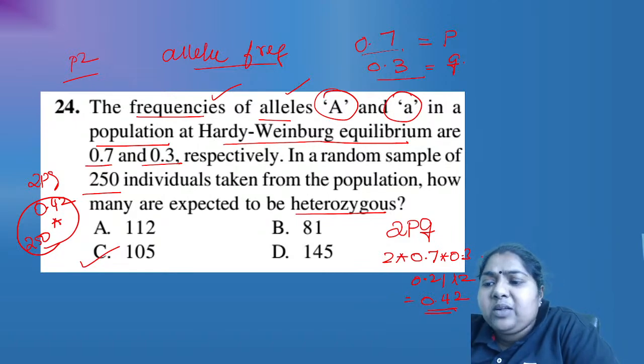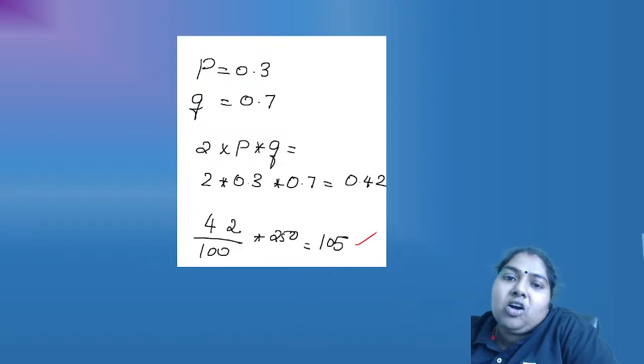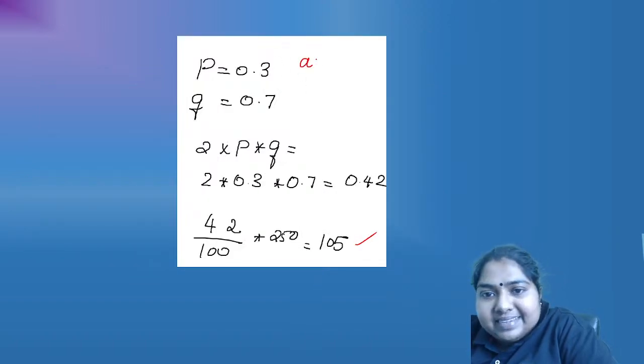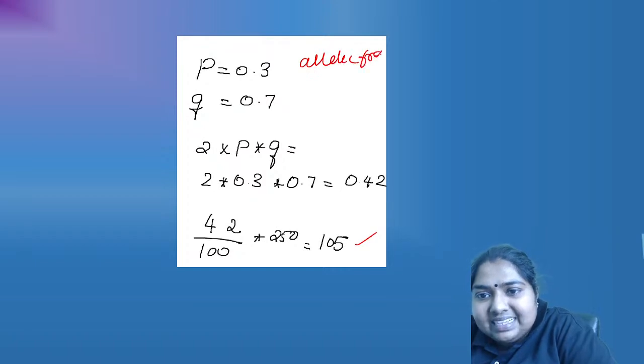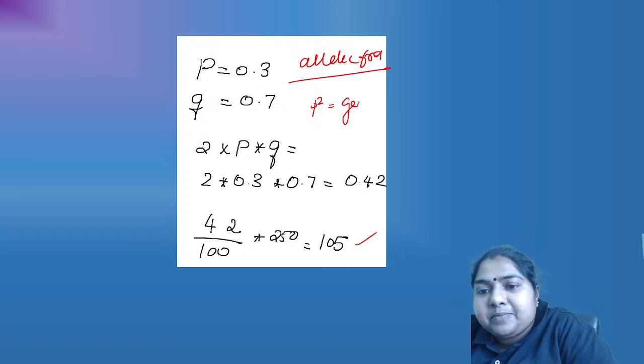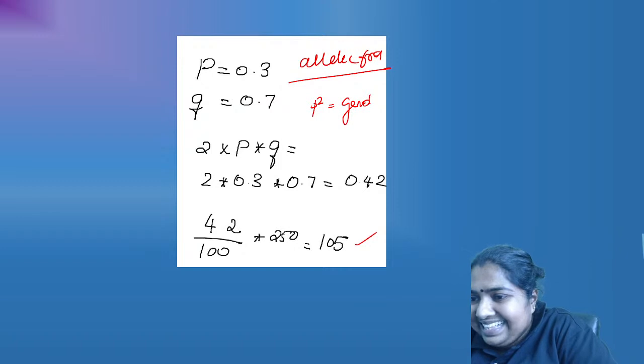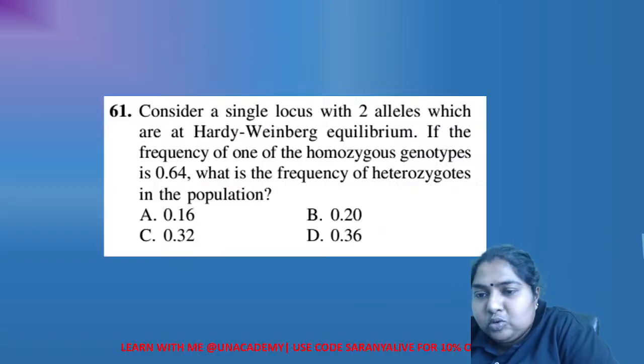It will look very simple from outside. But seriously, when you are practicing, you will experience where you get twisted and turned between p and q as well as p squared and q squared. So be clear: p represents the allelic frequency, and p squared is called the genotypic frequency. So now you understood the difference. Fantastic. So this is how you have to do the problem.